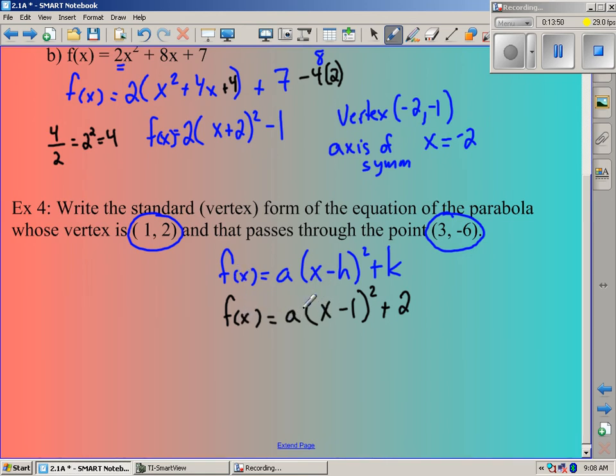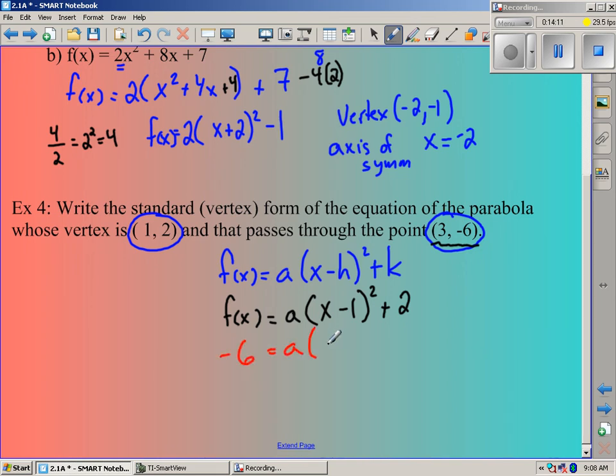But I have too many variables. I still have a y, an a, and an x that I got to deal with. But the cool thing for us is that they gave us an ordered pair, which is an x and a y. So I'm going to plug these guys in and do a little bit more simplification. So my y is -6. My a value is still unknown. 3 is x minus 1 squared plus 2.